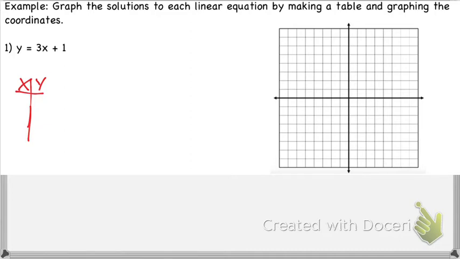Okay? So we have this equation, y equals 3x plus 1. Now we can choose to plug in absolutely anything we want. Here's what I'm going to recommend. I'm going to recommend we plug in -2, -1, 0, 1, and 2. Go ahead and write that down, and I'll tell you why I recommend plugging in these. You can put in any numbers, but I'm going to recommend doing these 5 almost every time. And I'll explain why.